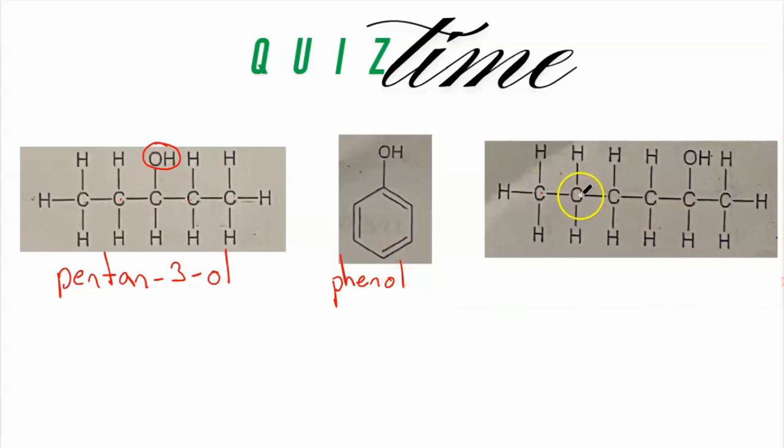And over here we have 1, 2, 3, 4, 5, 6. So we have hexane, and we have a hydroxyl group on the 2nd carbon. Remember, we still want the lowest number, so we're going to be counting from the right. So this one is going to be hexan-2-ol. Not so bad.